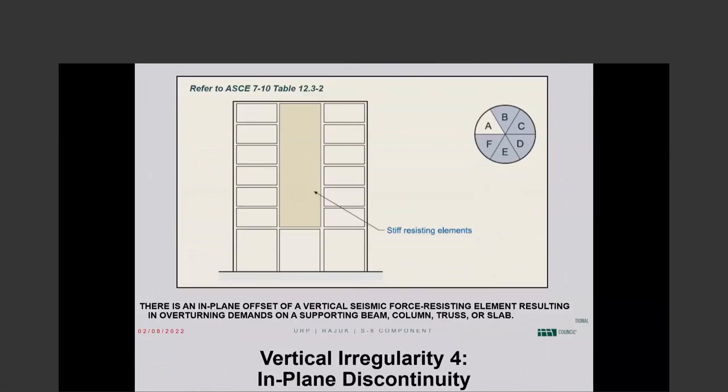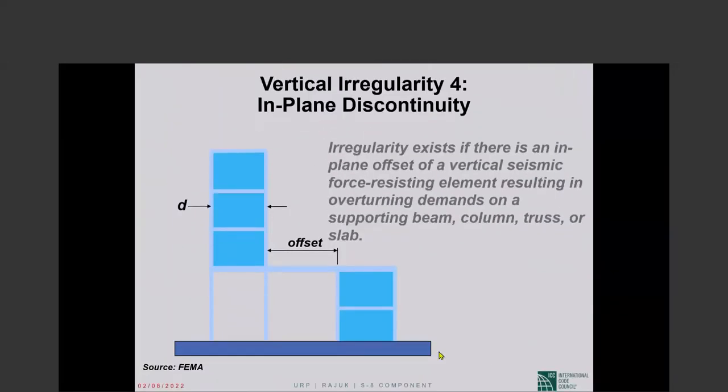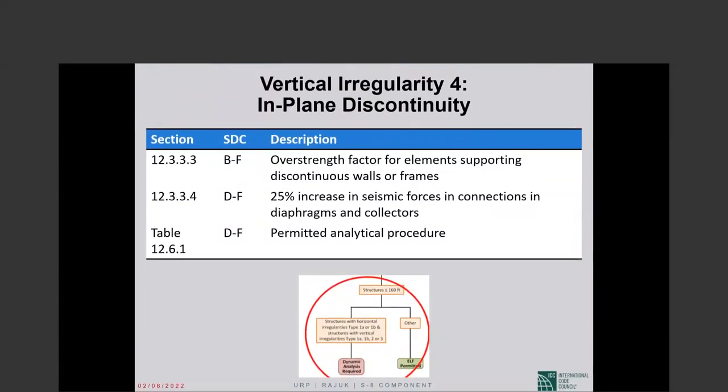I think the PIMA picture is better. An in plane irregularity exists if there is an in plane offset of a vertical seismic force resisting system, resulting in overturning demands on a supporting beam, column, truss, or slab. So if that happens, then there is overturning demand on this beam, the transfer girder. And so this is the definition of vertical irregularity type 4.